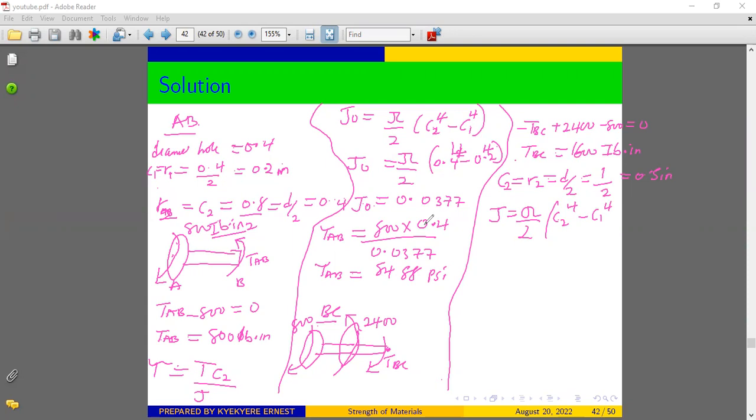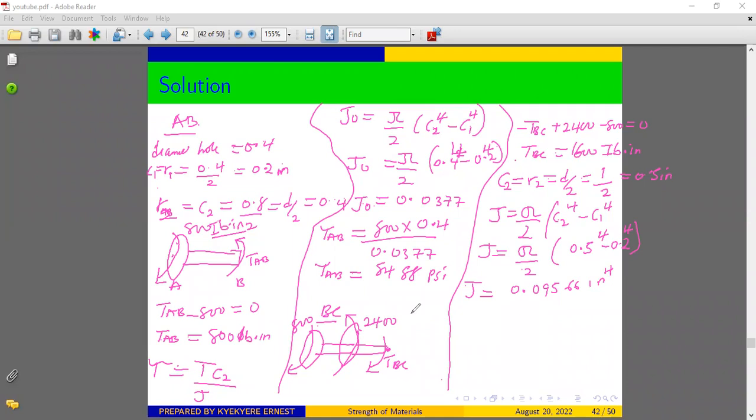So once you put them in this formula, our J, which is the polar moment of inertia, is going to be pi on 2 into brackets 0.5 raised to the power 4 minus 0.2 raised to the power 4. And from here, J will be equal to 0.0956. The unit is inch raised to the power 4.